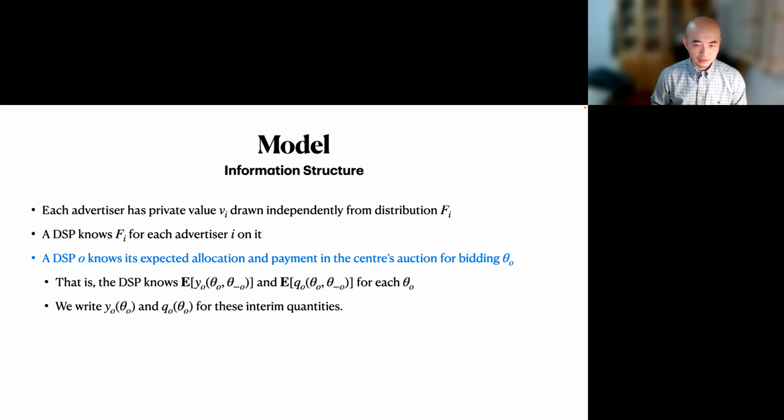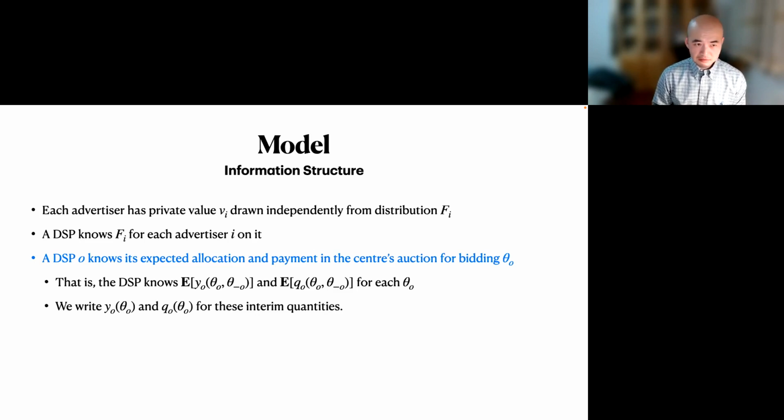Just a quick question. When you say that he knows the expected allocation, is this assuming truthful bidding, or does he know the strategies of the others? He does not need to know the strategies. He just needs to know that when he bids theta O, he has YO of theta O probability of winning, and that he is expected to pay QO of theta O. He does not need to know how this came to be, but he needs to know these things in expectation. Okay, thanks. Yeah, this is actually a subtle point. Before I delve into it in the next slide, let me first offer some defense for this.